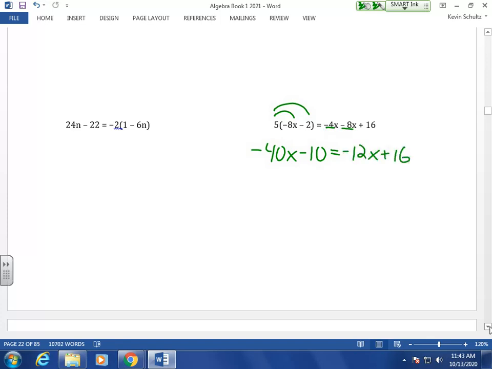So in one line, one step, it was 2, but I've taken care of the parentheses and I've combined the like terms. Again, we're not using opposite operations here with that negative 4 and that negative 8 because I'm not moving them. They're still on the right side. I'm just combining them. Now, though, I am going to be moving terms. I can add 40x to both sides in the interest of keeping my coefficient positive. And I get negative 10 equals positive 28x plus 16.